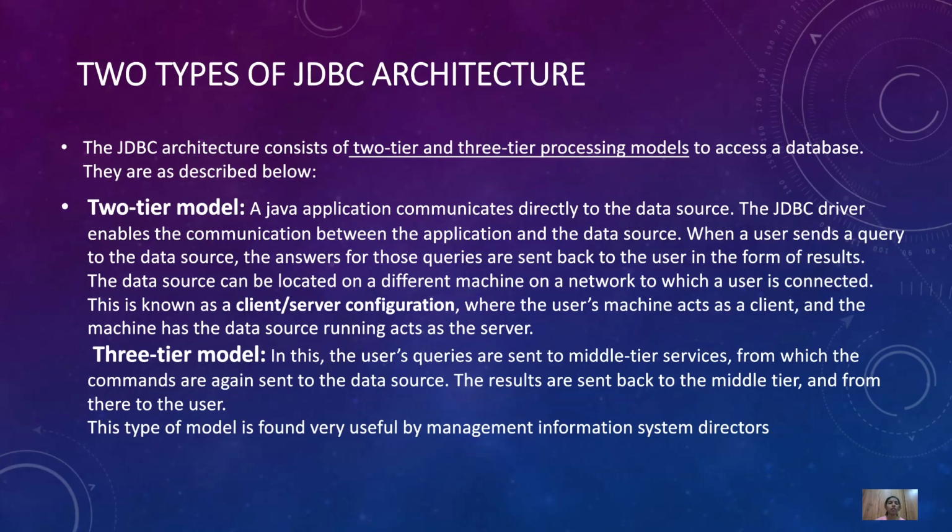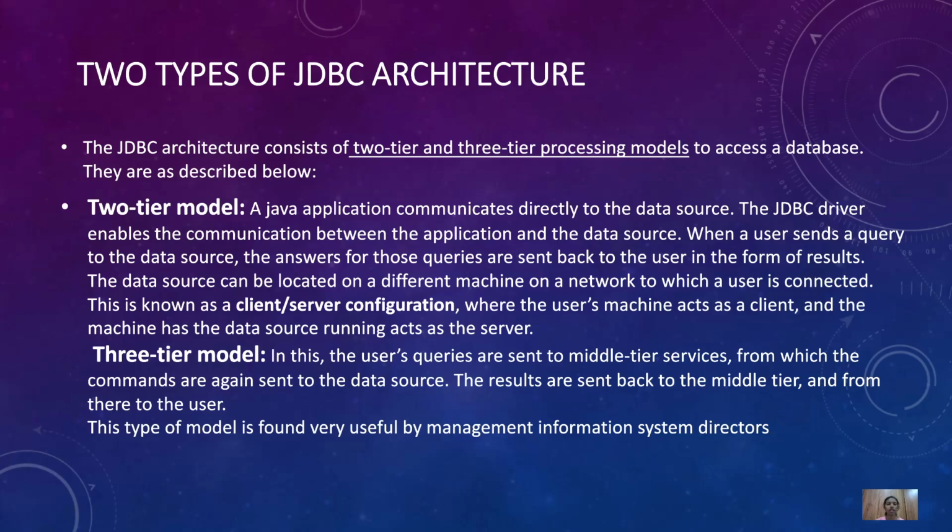There are mainly two types of JDBC architecture. The JDBC architecture consists of two-tier and three-tier processing models to access a database. They are described below. Two-tier model: a Java application communicates directly to the data source. The JDBC driver enables the communication between the application and the data source.